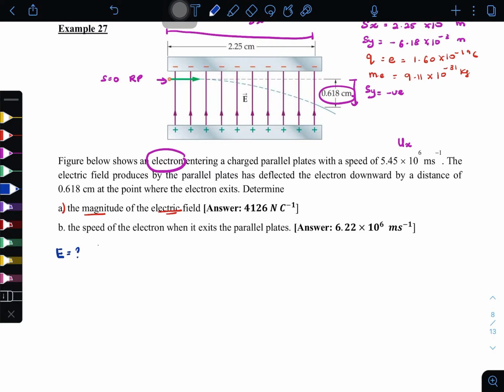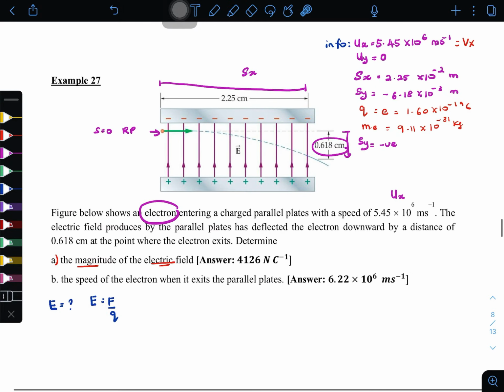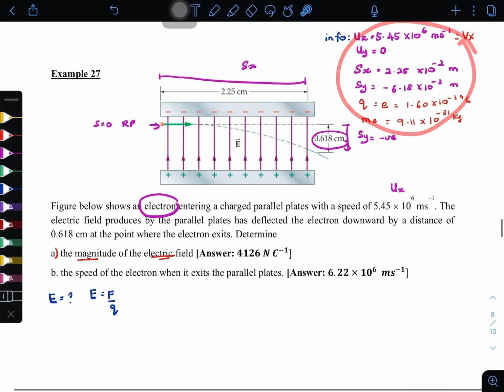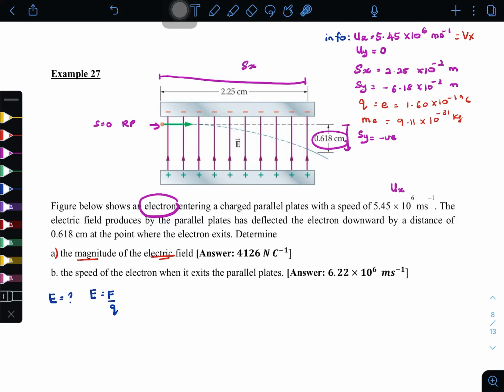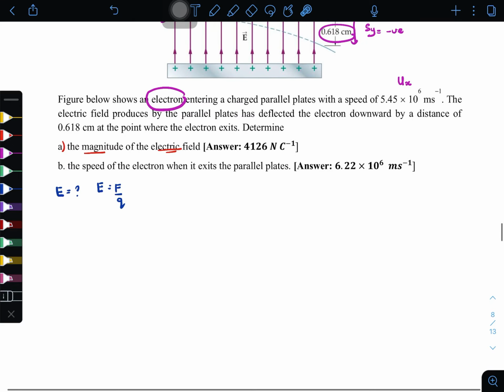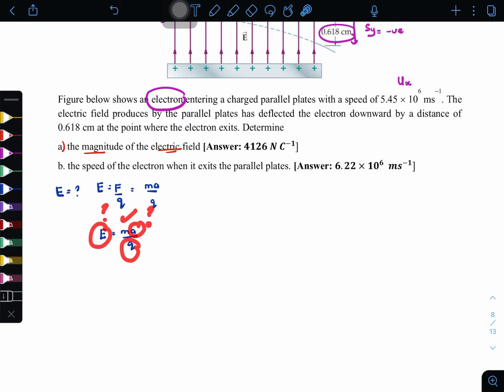Okay, so we know the relationship E is equal to F over Q. But we cannot simply use this formula because we don't have the value of F, we only have the value of Q. So that's why we need to use all the info that we have. So what else has E? Okay, F equals ma from the first case, so E equals ma over Q. But we have the mass, we don't know the acceleration, and we have the charge, we don't know two things, so we cannot use this formula yet.